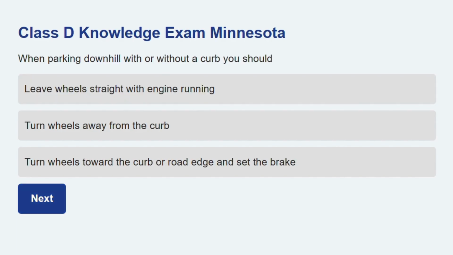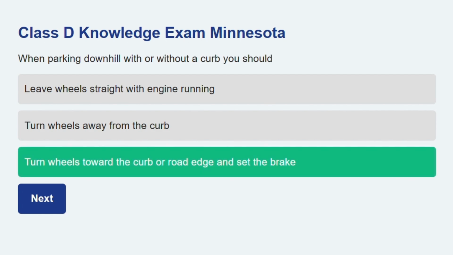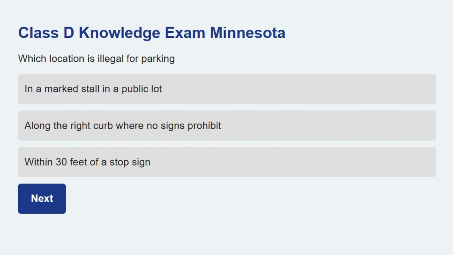Next up, when parking downhill with or without a curb, you should turn wheels toward the curb or road edge and set the brake. This ensures your vehicle will roll away from traffic if the parking brake fails. Let's see what's next. Which location is illegal for parking?